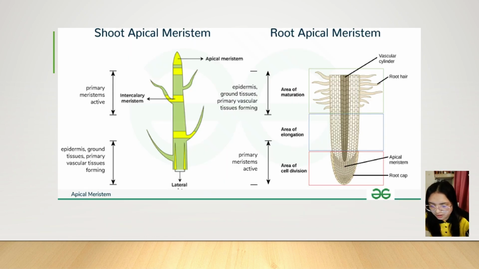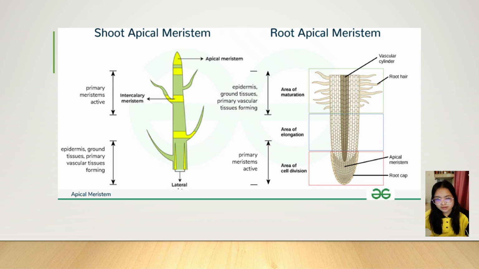Okay, this part is the picture of shoot apical meristem and root apical meristem. For the shoot, they have apical meristem, intercalary meristem, and lateral meristem. For intercalary meristem, they have primary meristem active, and for lateral it has epidermis, cortex tissue, and primary vascular tissue forming.